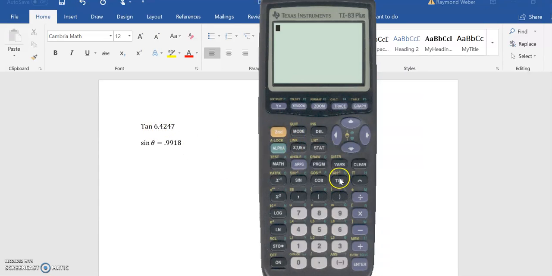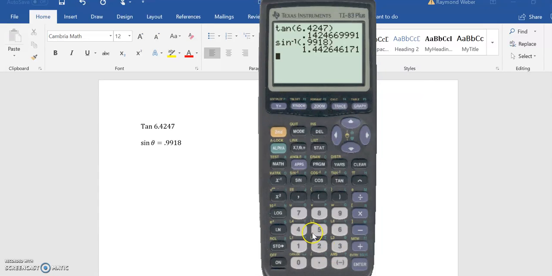Select this first one, the tangent of 6.4247. And remember, if there's nothing here, you assume radians. So this is about 0.1424. Now this one, this would be inverse sine of 0.9918. And then this is the answer in radians.